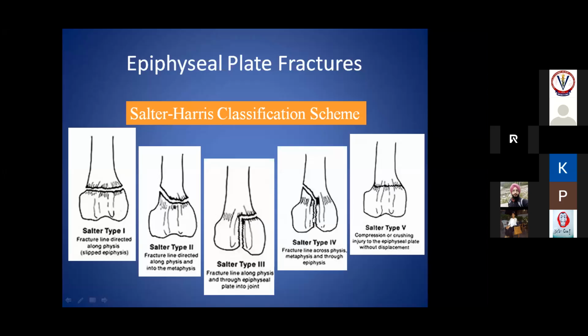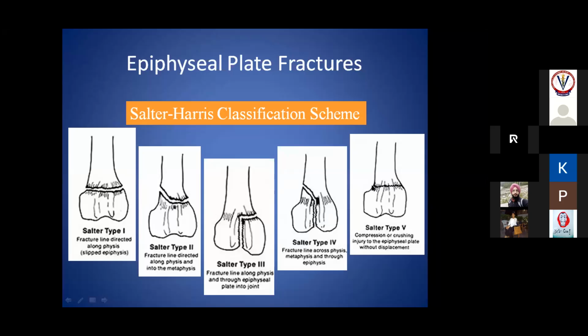And in type 4, the fracture line travels through the physis, through the epiphysis, and also the metaphysis. See here, it is coming through the physis, it is going into the epiphysis, and it is also going towards the metaphysis. So this we classify as Salter Harris type 4 classification.